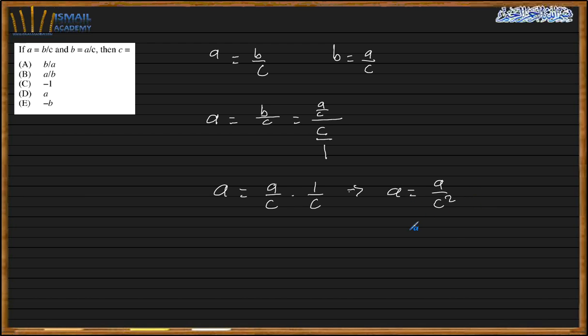So cross multiply. So I will have C squared times A equal A, divided by A both sides. Then C squared equals 1 because A over A is 1. So which means that C equals plus or minus 1. So either plus or minus. So I don't have plus 1, but I have minus 1. So this will be my choice.